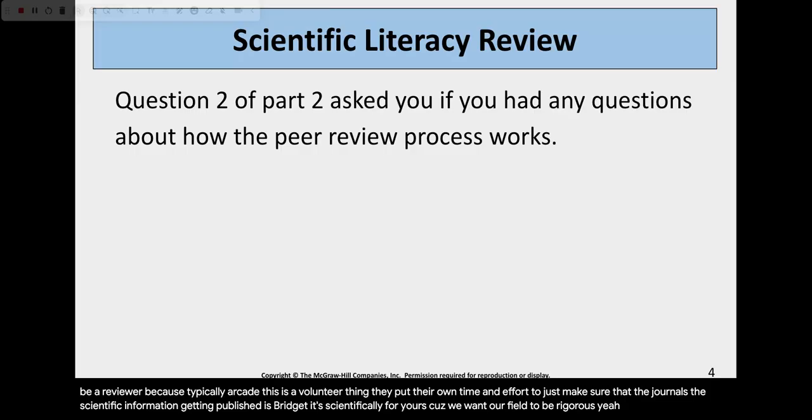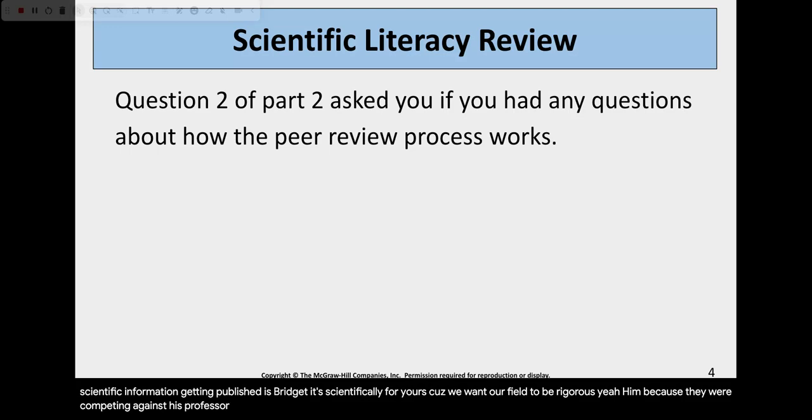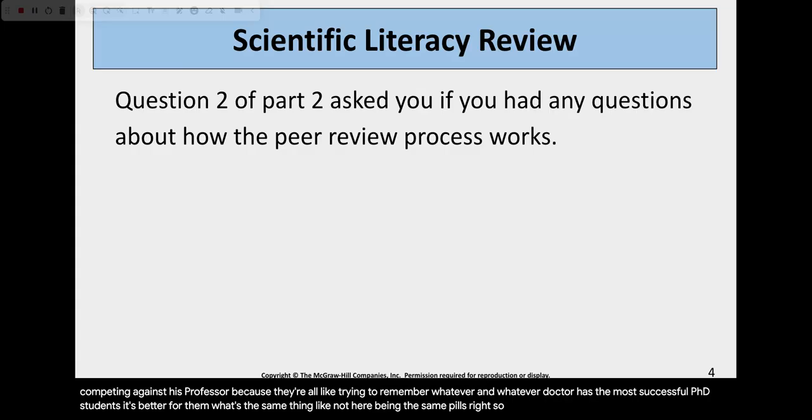How do they prevent personal bias in peer review? Because I was told a story by a professor where when they were doing a PhD, they'd have to go in front of other people who have their doctorates, and they would be very harsh against him because they were competing against his professor, because they were all trying to get grants, and whatever doctor has the most successful PhD students, it looks better for them. Mm-hmm. So same thing, that peer being in the same field as you is competitive, right? So doesn't that cause problems in peer review?